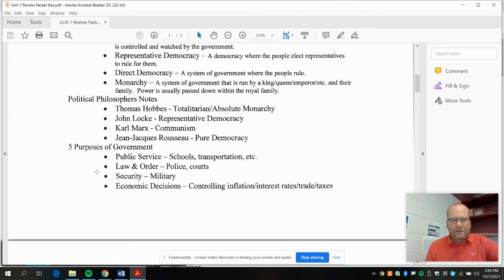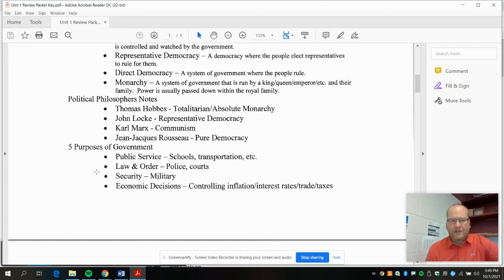All right, the 5 purposes of government. Number 1, public services. So we're talking about schools, transportation, etc., things like that. Law and order. Here we talk about police, the court systems. Security was the third one. When we talk about security, we're talking about national security. The military would be a good example of that.